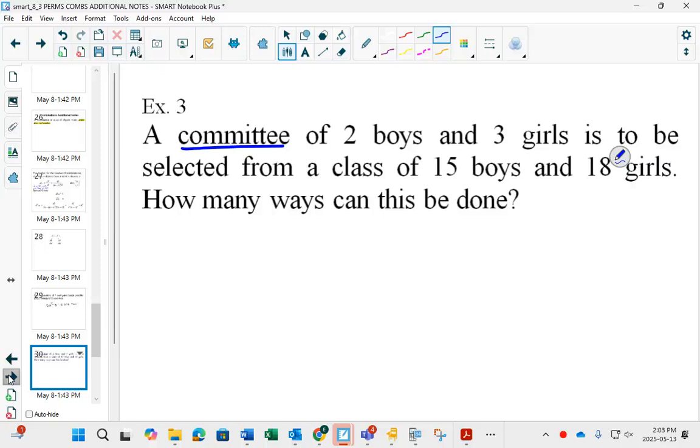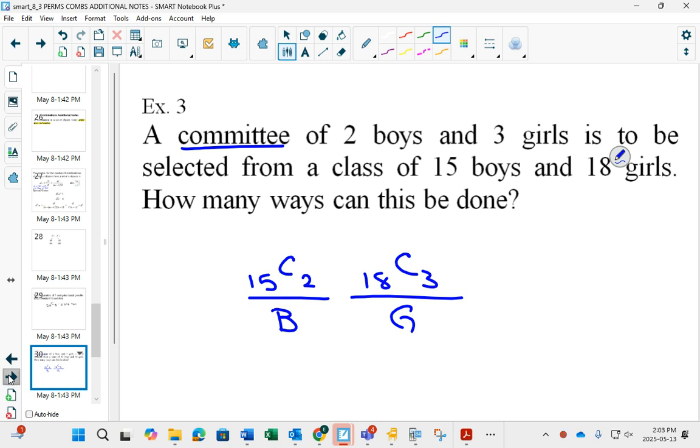But we have to make 2 boys and 3 girls on the committee, so we can't choose it all at once. We have 2 decisions that we need to make. We need to choose our boys and choose our girls. For the boys, it would be 15 choose 2, since the order doesn't matter. For the girls, it would be 18 choose 3. And because they're decisions, we multiply these 2 together to get our answer.